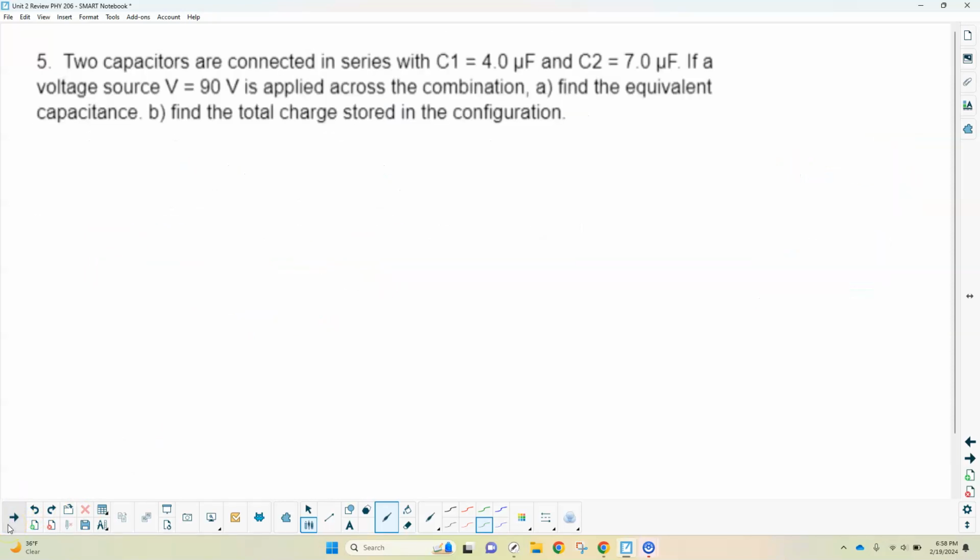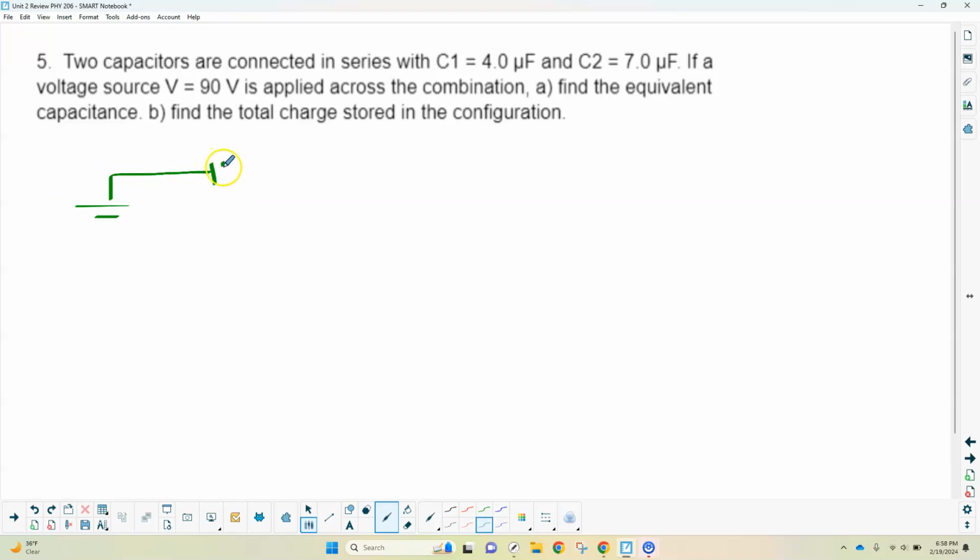The next couple questions, we're talking about capacitors in series and parallel, and resistors in series and parallel. So these will go pretty fast. For number 5, it says 2 capacitors are connected in series, and these are their values. If a voltage source of 90 volts is applied across the combination, find the equivalent capacitance and find the total charge stored in the configuration. I like drawing the pictures. So that's my battery, and I need 2 capacitors in series.